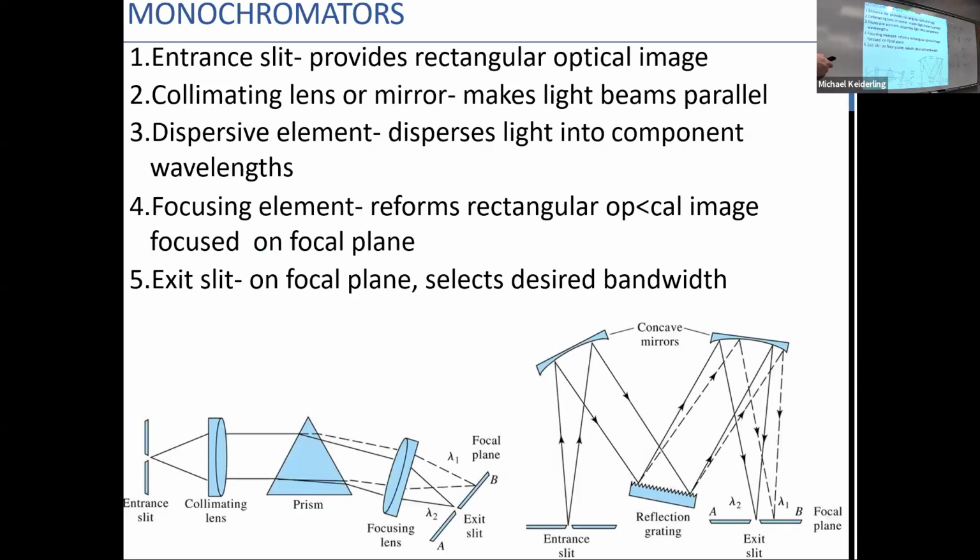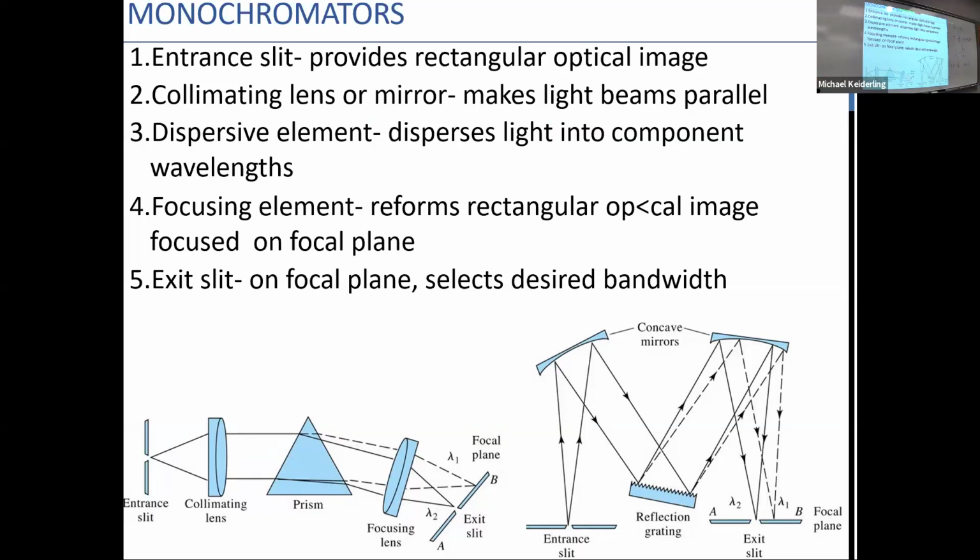So the general idea for a monochromator is you have some entrance slit that provides a rectangular optical image. You have a collimating lens that makes all the light beams parallel. You have your dispersive element, which is like a prism or a reflection grating, as you can see here. The collimating element could be a lens, it could be a collimating mirror. And then you have a focusing element, which reforms the rectangular optical image focused on a focal plane. And then you have an exit slit, which selects the desired bandwidth.